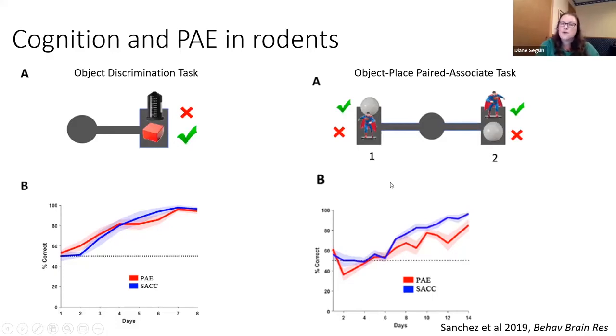The second task they ran was an object place paired associate task, which is a bit more complex. Similar to the first task, the animals start in the center, they run down an arm, and then they're in a chamber with two toys. One toy gets rewarded with food and the other one doesn't. However, if they run down the other arm, the opposite toy is being rewarded based on what place it is in the arm. So here, if they push over the Superman, they get food, but if they push the Superman here, they don't. So it's a much more complex task, and it's complex for all animals.